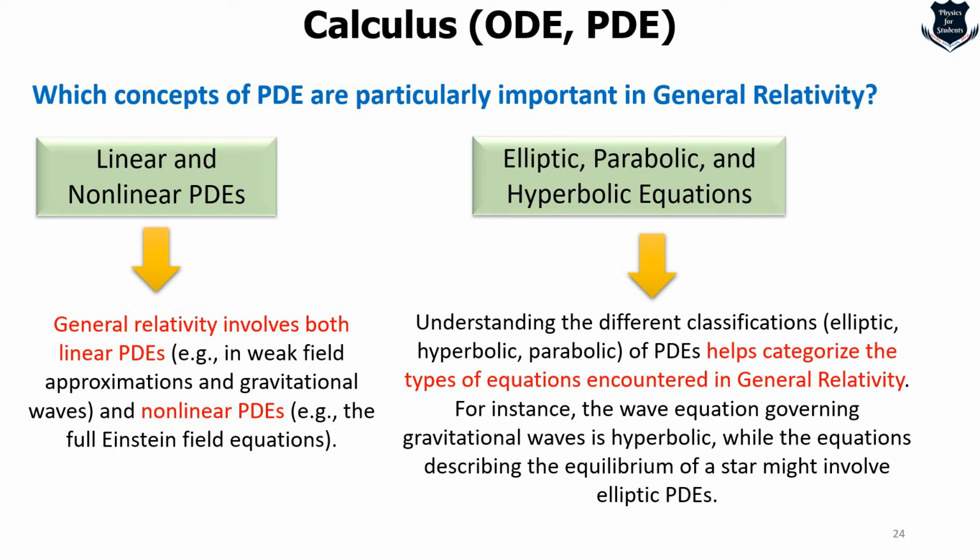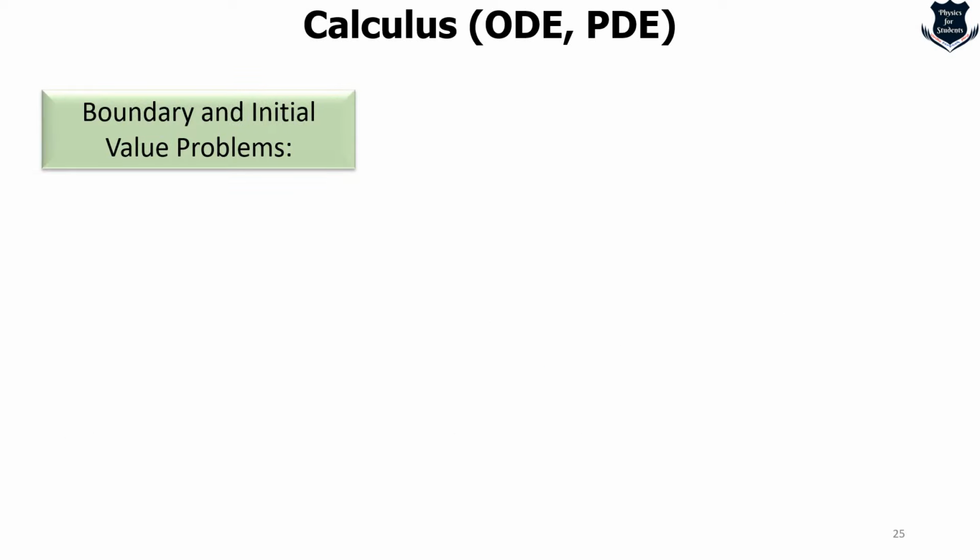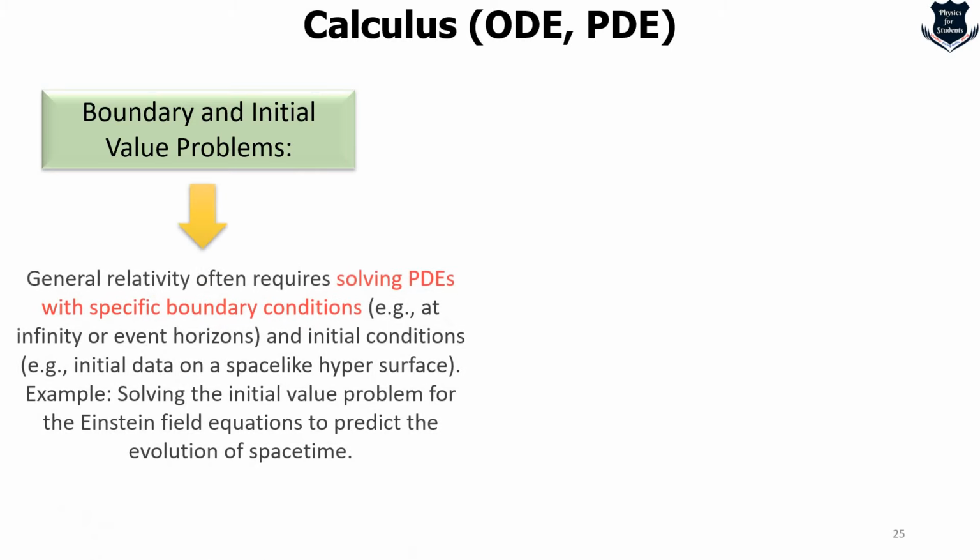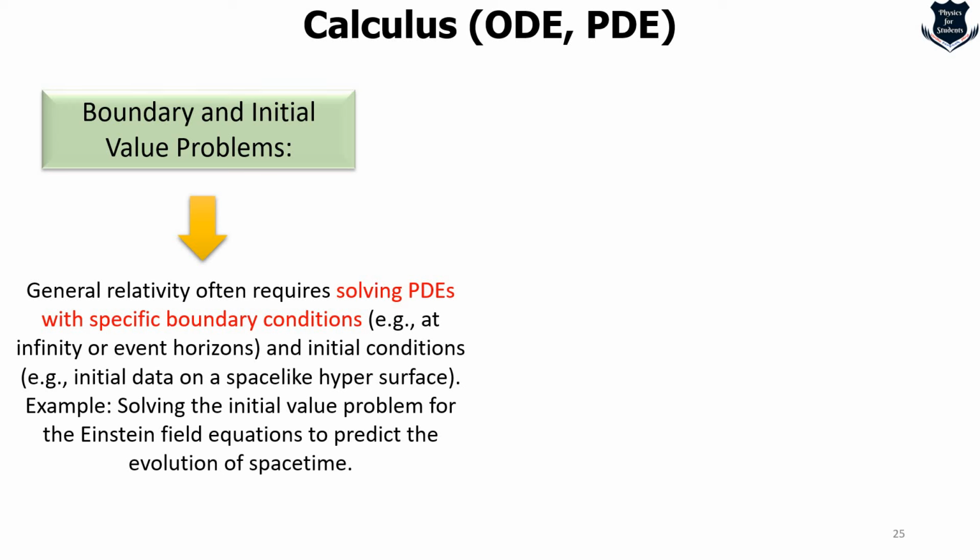So the hyperbolic equation, the Minkowski space, the light cone itself are all depending on these elliptic, parabolic and hyperbolic equations. So PDEs will become very pertinent and important on that. The next thing which comes is what is called boundary value and initial problems. These are important because of solving PDEs with specific boundary and initial conditions, because initial value for the Einstein field equations predict the evolution of space-time.